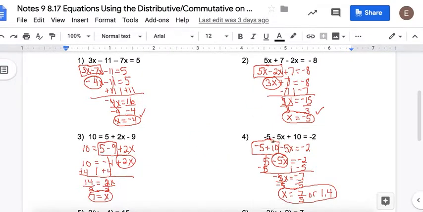Now to check this, I would do negative 5 minus 5 times 7 divided by 5. Remember, I would type this in 7 divided by 5. Plus 10 and hit equals, and you would get negative 2, so it does in fact check. Oops, and I forgot to put a check mark for this one. This one does in fact check as well, even though we didn't talk about it. Okay, let's move on to number 5.